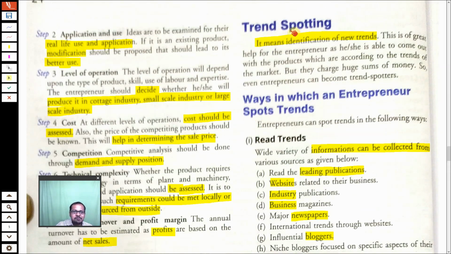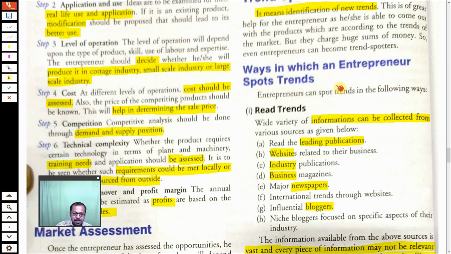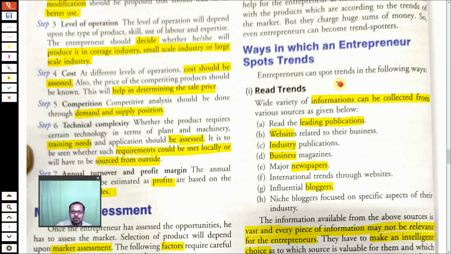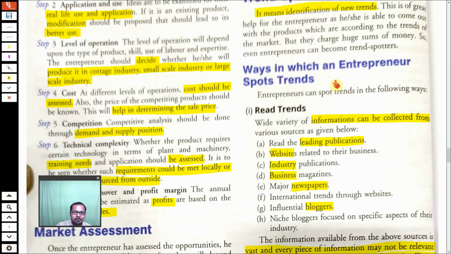The next concept which we have is trend spotting. Identification of trend is extremely important because if you identify the trend, then accordingly you can have a new product or modification in the old product. It will help you to grow, not just to survive. And if you are not able to identify the trend, then forget about growth. Your survival is in question.